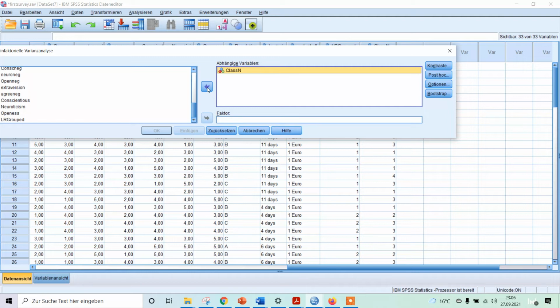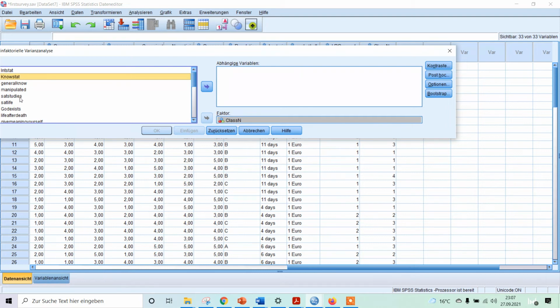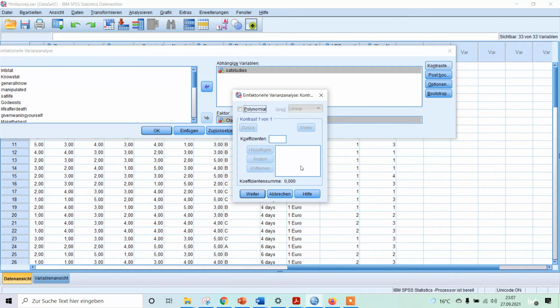Oh no, that is not correct. It is a factor variable, because this variable again parts our sample into different samples for every class and calculates then for every class how happy or how satisfied they are with their studies. So we don't need contrasts, I think, no.